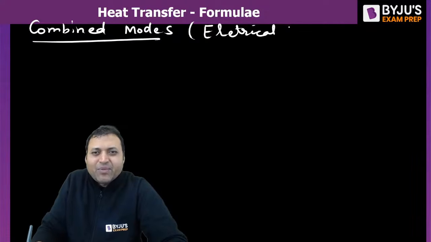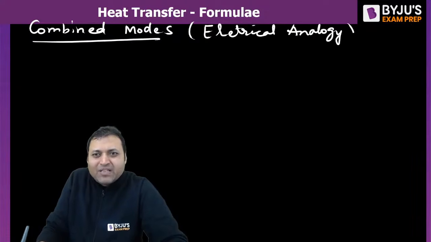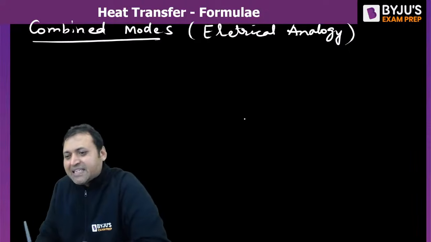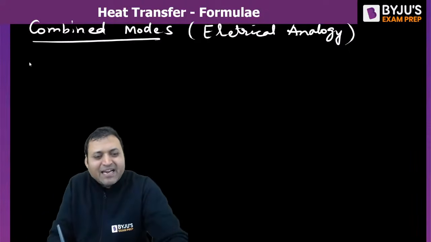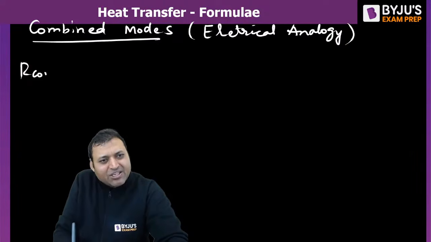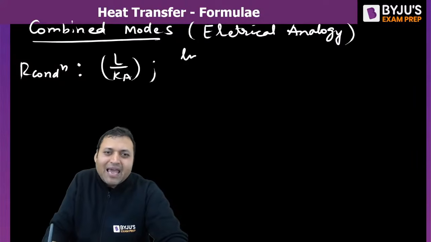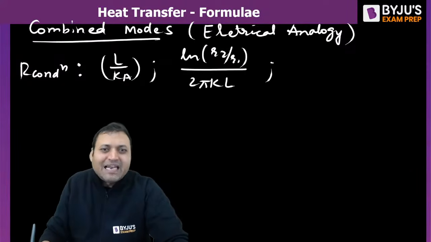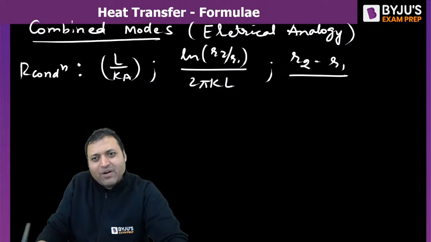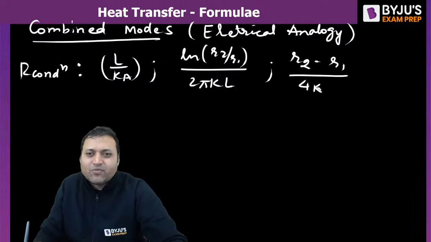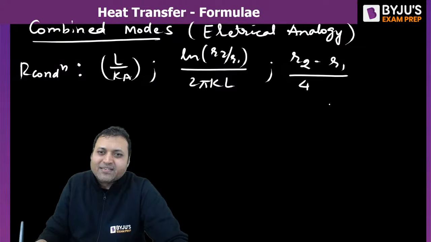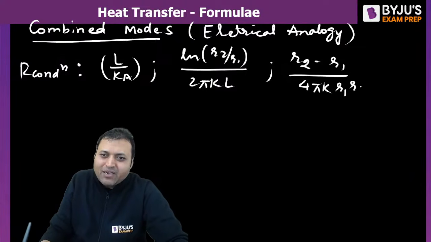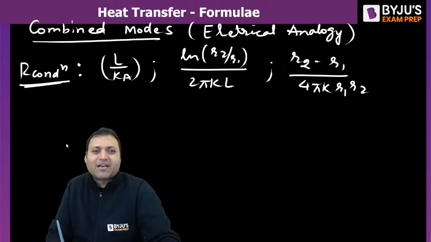The analysis will be done by electrical analogy. We will draw the resistance circuit diagram using the resistance series and parallel combination. Conductive thermal resistance is given by L by KA for a plane wall, ln of R2 by R1 upon 2 pi KL for a cylindrical system, and R2 minus R1 upon 4 pi K R1 R2 for a spherical system. That is what we have already discussed. These are the conductive thermal resistances.